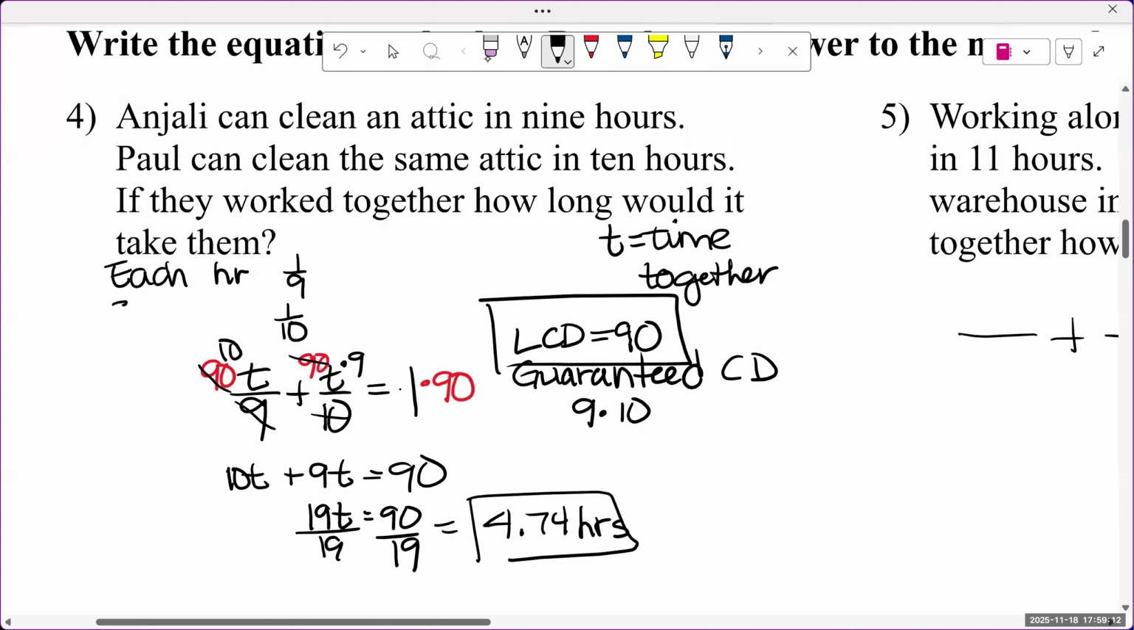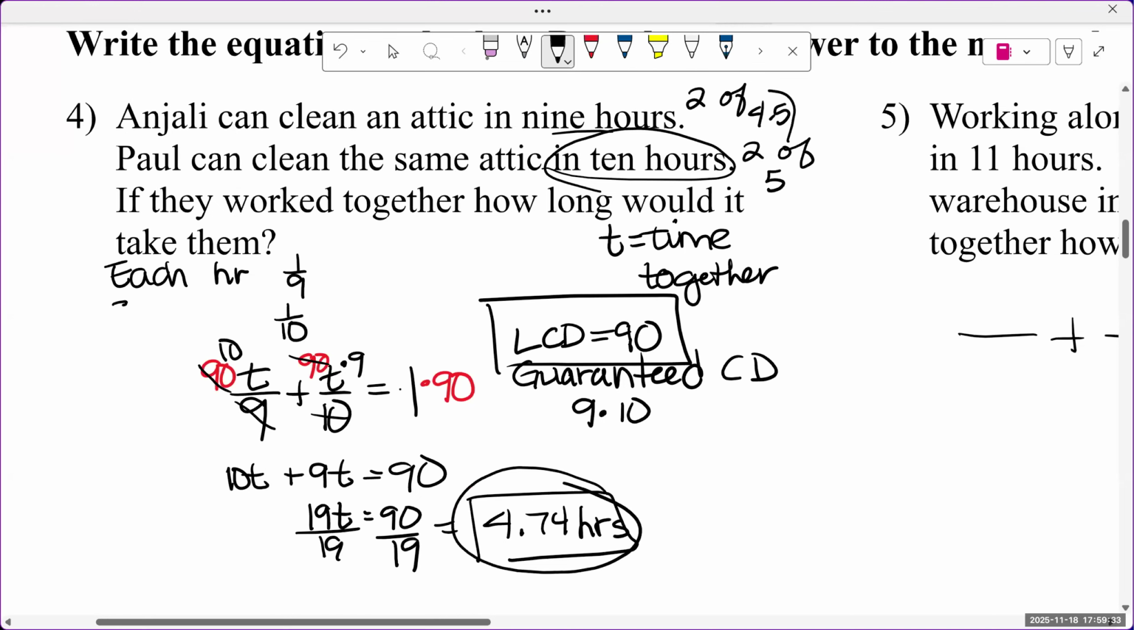Okay, let's see if that makes sense. Anjali can clean the attic in 9 hours. If there were two of this person, it would take them 4.5. Paul can clean the attic in 10 hours. Two of this person would take 5. Can you see that this number is bigger than 4.5 and less than 5? So, yes, it's reasonable.